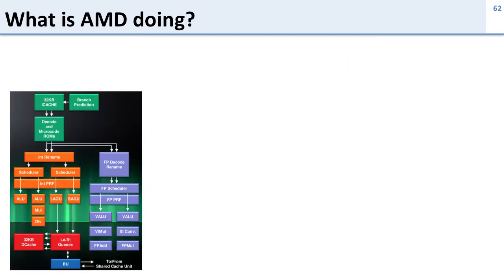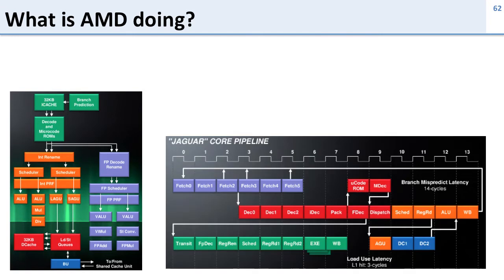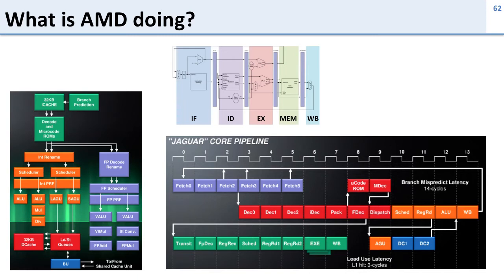How about AMD? So here's a picture from AMD of their pipeline and how they think about it. Now this is kind of tricky to understand. Here's an easier to understand picture. So this shows what happens in all of the cycles, what's going on in each stage in the pipeline. This again is a little complicated, but let's compare it to our picture.